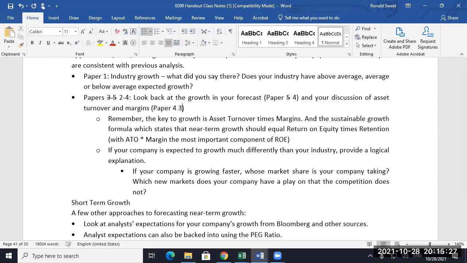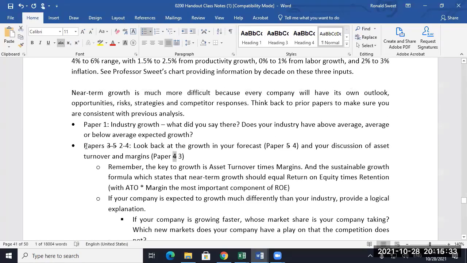Papers 2, 3, 4. What were you saying about your firm? And then you have paper 4, which is the gorilla on your back here, because you have a forecast there. So you've already said what you think about the growth rate. If you're using 7-8% earnings growth in paper 4, then don't come around with a 3% growth rate in paper 5. So go back and look at your near-term growth rate. In fact, you could, if you wanted to, just pull your growth rate from that paper and make that your growth rate in this paper.